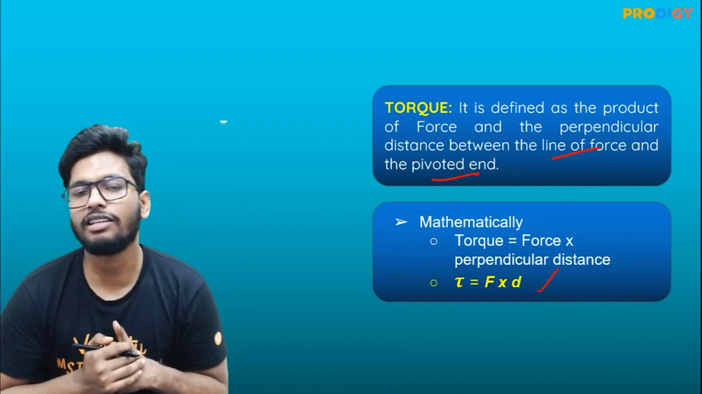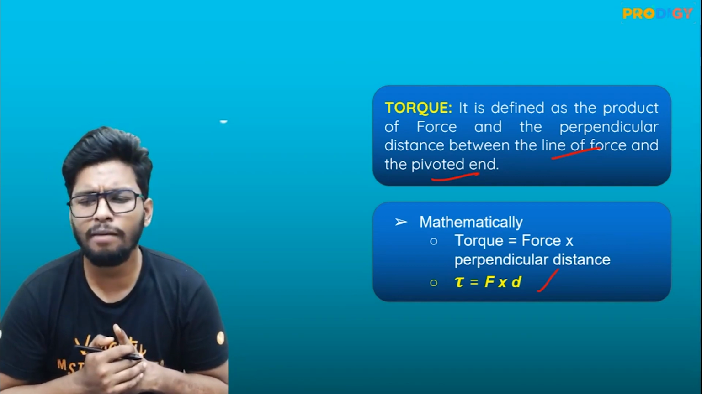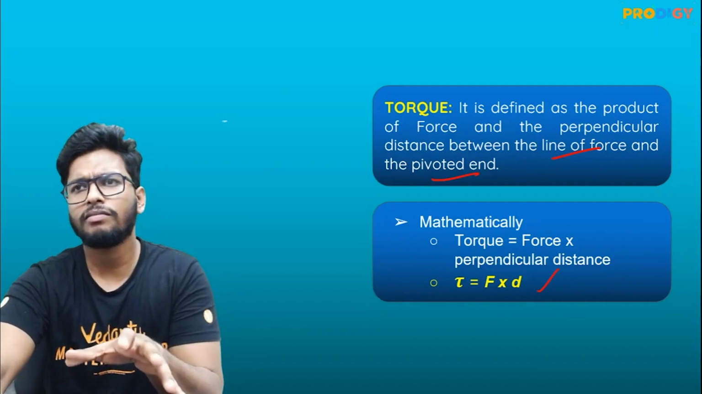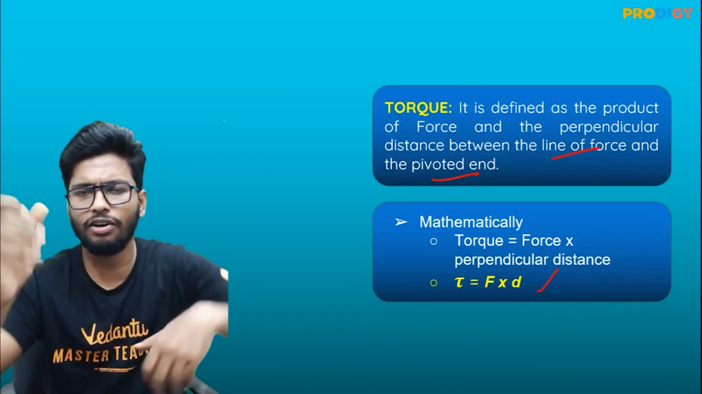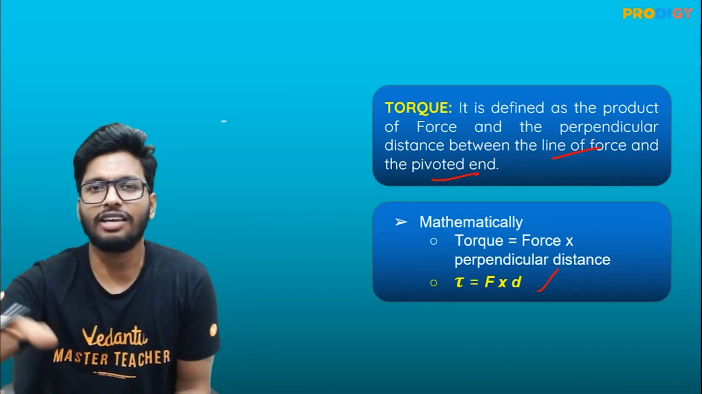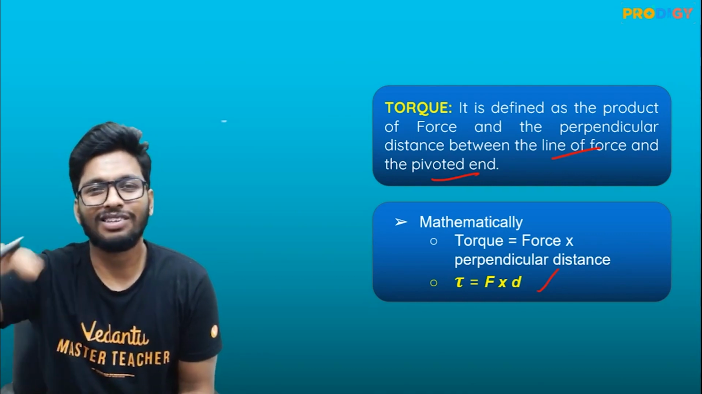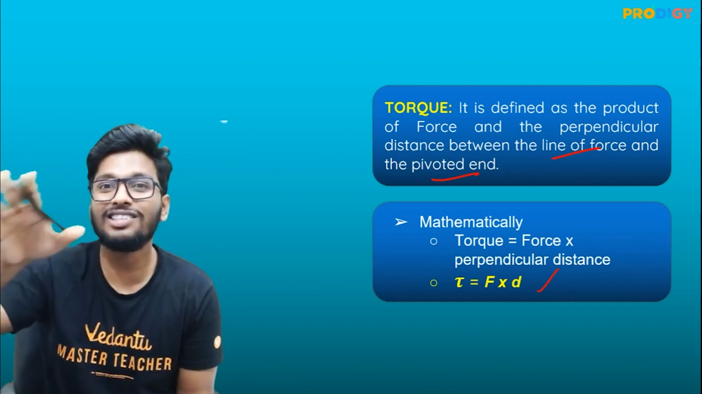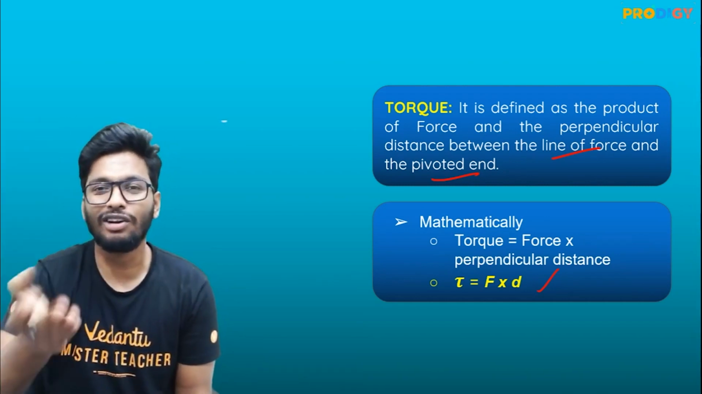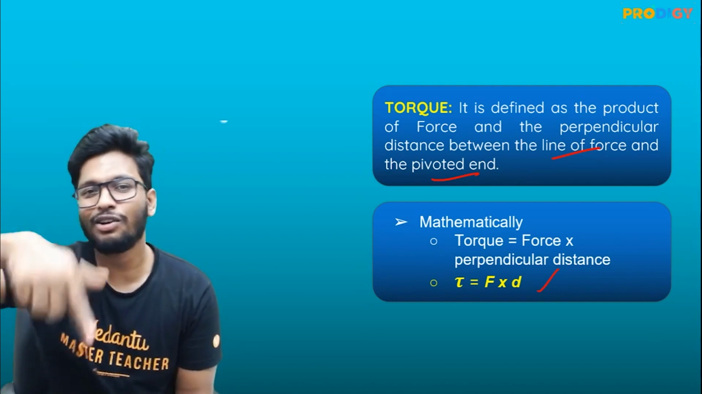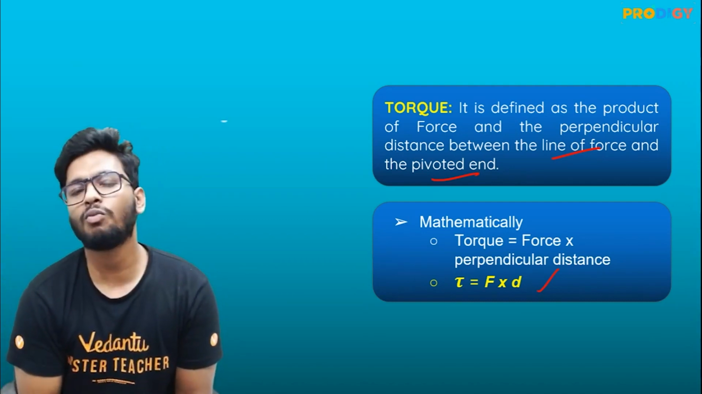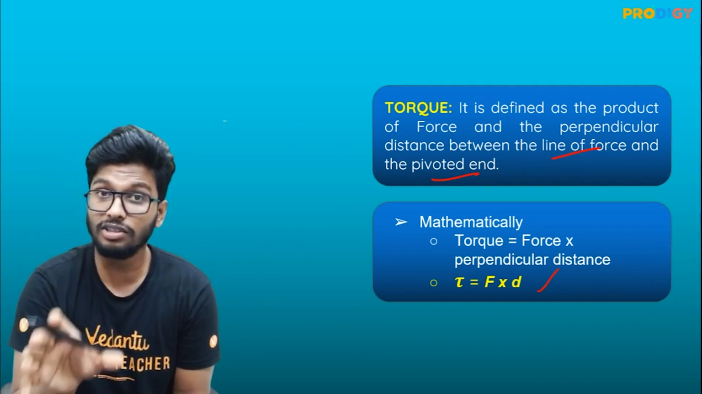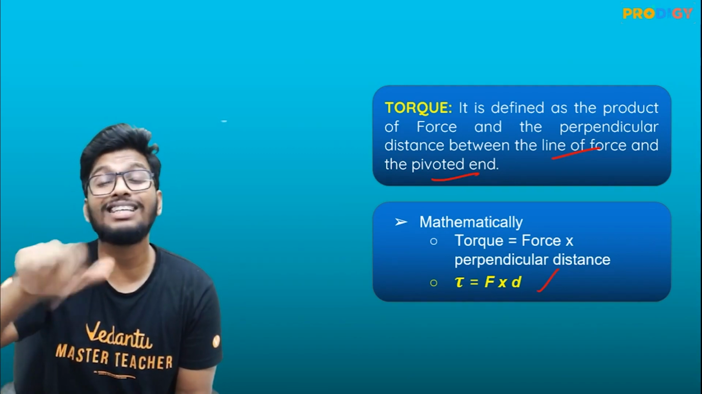Now, let's take another scenario. Imagine this, guys. Imagine that you want to open up a tap. The same tap, the old style tap. I'm not talking about the new one where you lift it up and all that. The simple tap that you have where you have to rotate it. Now in those kind of cases, the magnitude of force is equal, but the force is acting in the opposite direction.